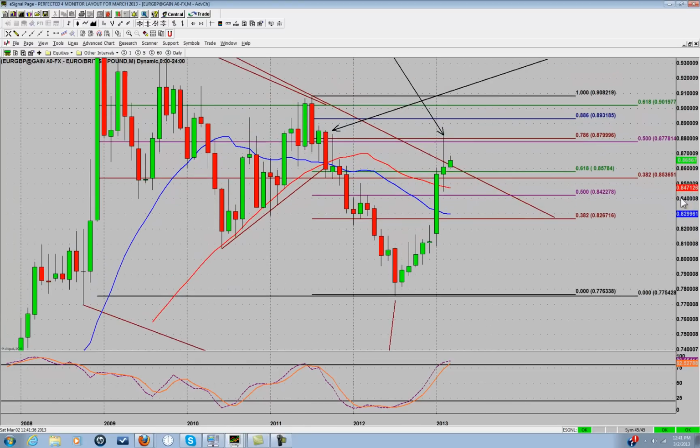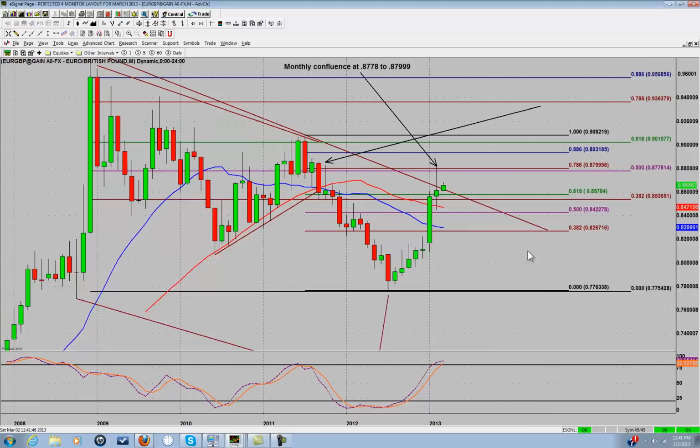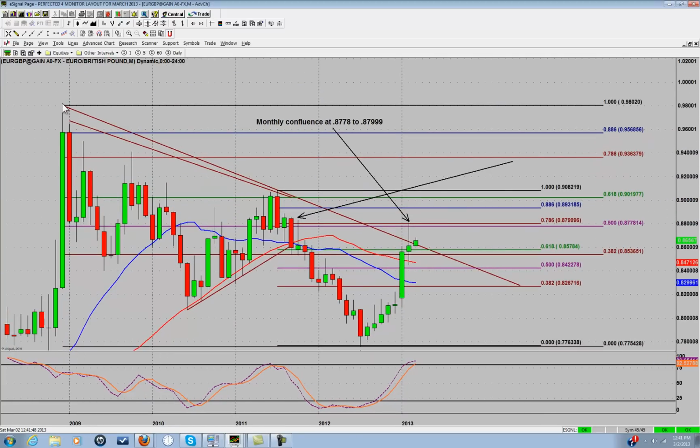The stochastics at the time, notice they were quite oversold several months ago, and we now have a beautiful new trend bringing us up for a long time now. So we may be peaking, but we are currently snapping this trend line right here that you see that has been drawn in for a long time. We're snapping the trend line.